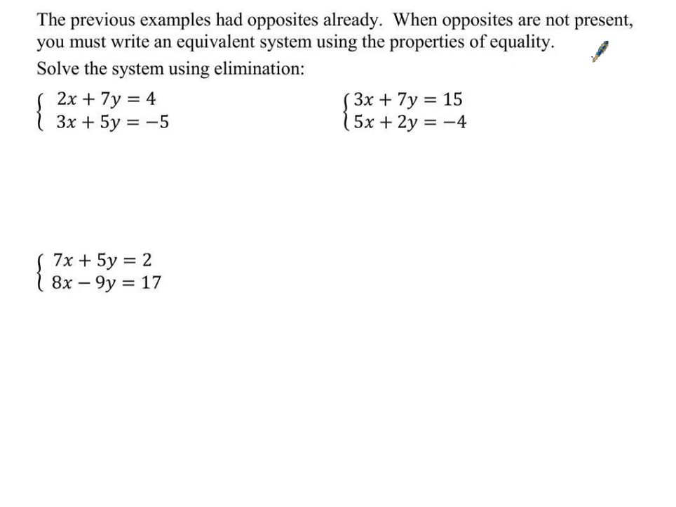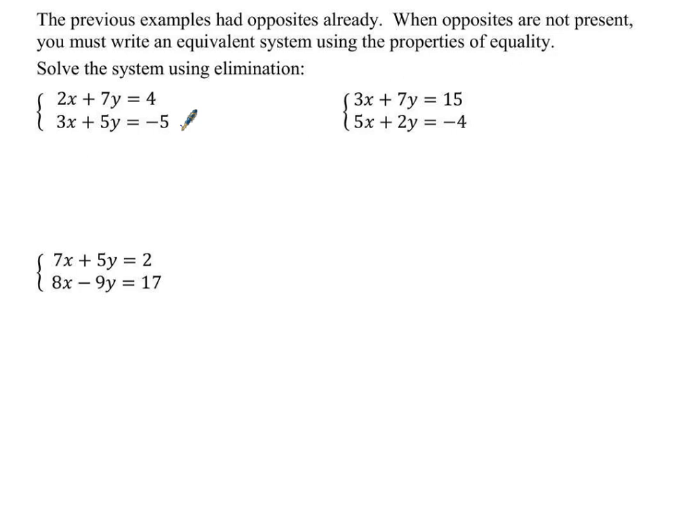For my system here, I have 2x, 3x. I can't add right now and have them eliminate. I have 7y, 5y. Again, I can't add and have them eliminate. You only add when you can eliminate a variable. So we need to do stuff to both of these equations, maybe one, but definitely both in this case, to make a new system of equations so that we come up with opposites. All right? So just pick a variable. Do you want to get rid of x or do you want to get rid of y?